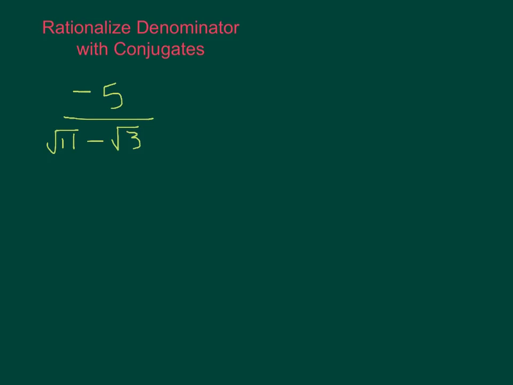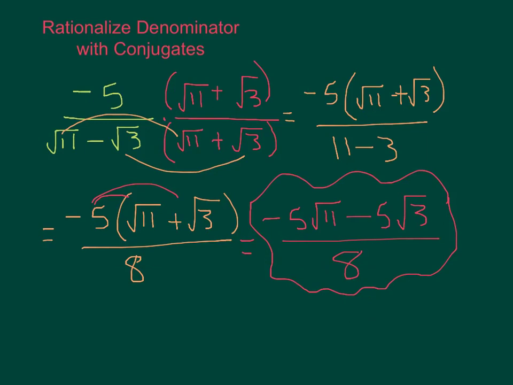Here's the last example of the lesson. Why don't you write it down and pause the video, try it on your own, and then you can come back and check your answer. We've got negative 5 divided by the binomial square root of 11 minus square root of 3. And then for your answer, you should have negative 5 square root of 11 minus 5 square root of 3, all divided by 8. So that is the lesson.